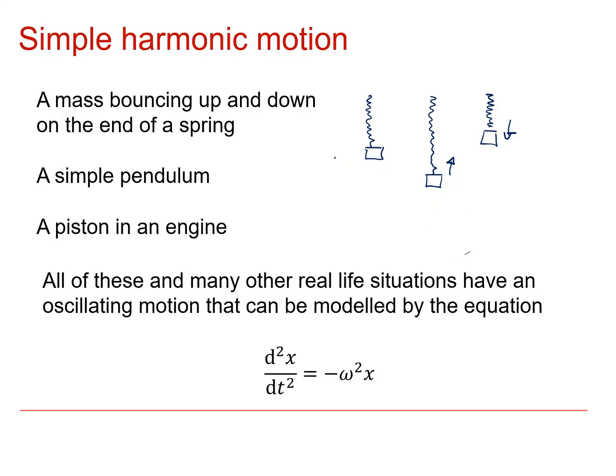Other examples of simple harmonic motion include a simple pendulum, where you have a mass on the end of a string oscillating backwards and forwards, or the piston in an engine which is going up and down whilst a crank revolves below it. All of these, and many other real-life situations, have an oscillating motion that can be modelled by this equation: d2x by dt squared is equal to minus omega squared x. So the acceleration is directly proportional to the distance from the centre of motion, and is in the opposite direction, so it's towards the centre of motion.